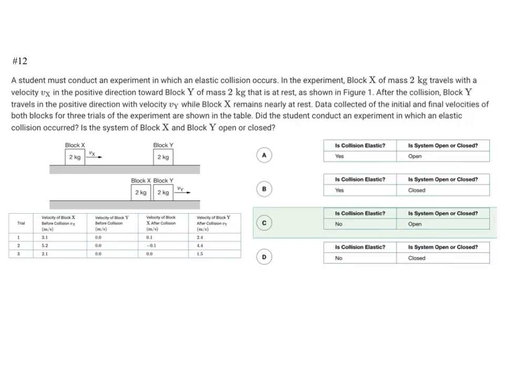All right. A student must conduct an experiment in which an elastic collision occurs. In the experiment, block X of mass 2 kilograms travels with velocity Vx in the positive direction towards block Y of mass 2 kilograms at rest, as shown in the figure. After the collision, block Y travels in the positive direction with velocity Vy, while block X remains nearly at rest. Data collected of the initial and final velocities of each block for 3 trials of the experiment are shown in the table. Did the student conduct an experiment in which an elastic collision occurred, and is the system of block X and block Y open or closed?